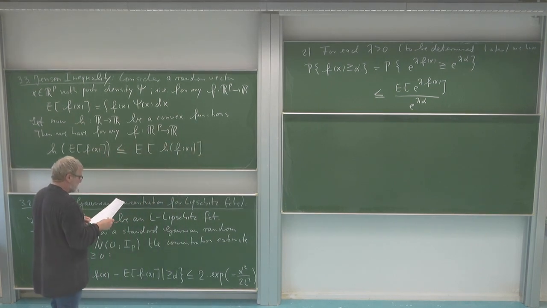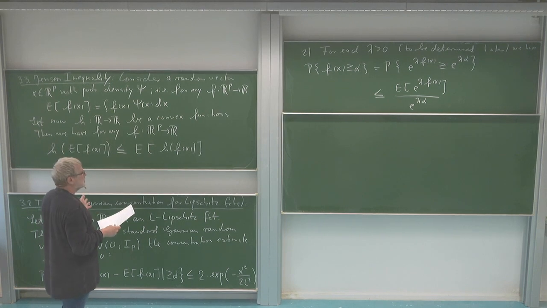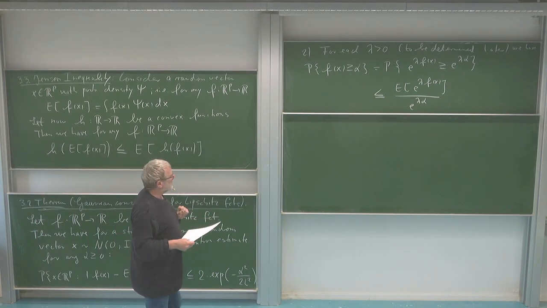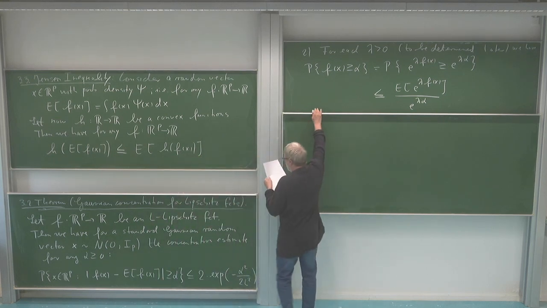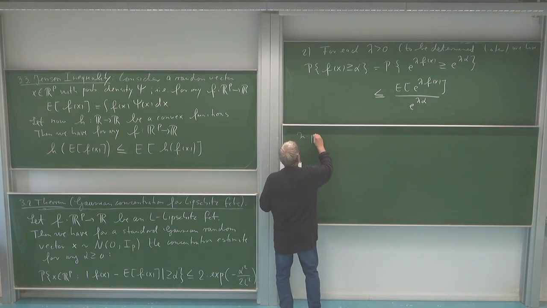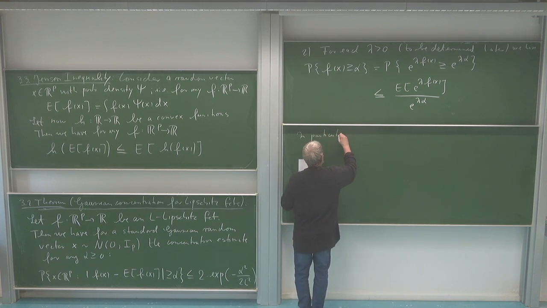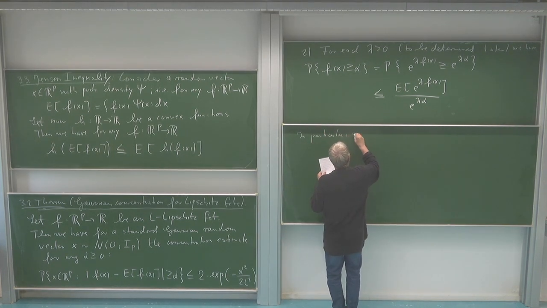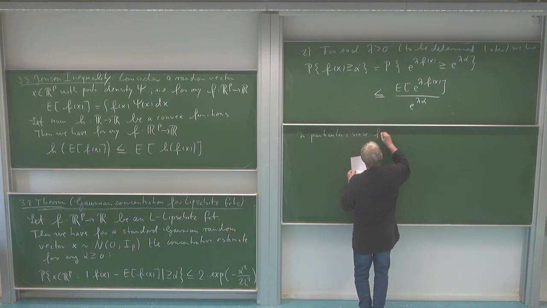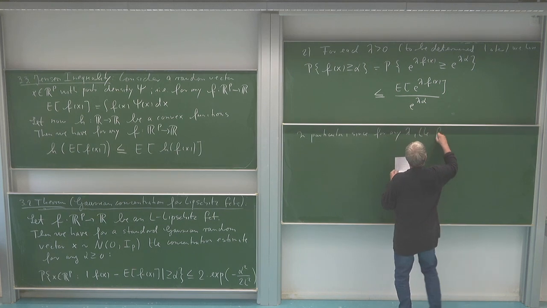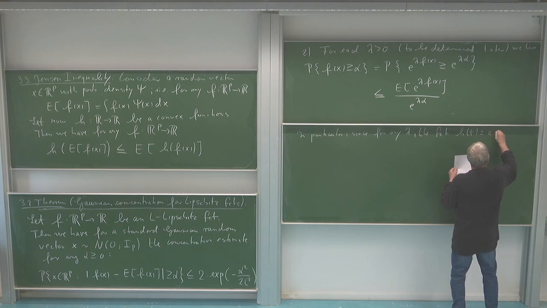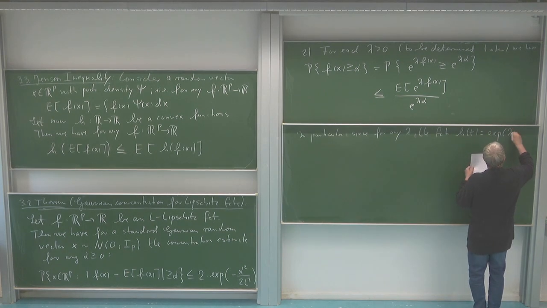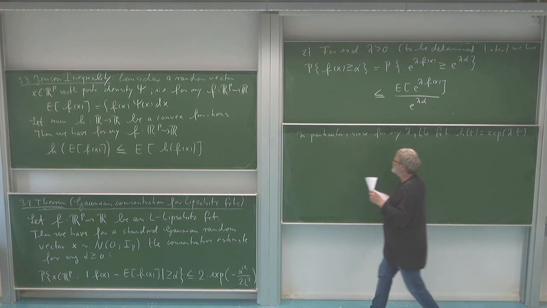Good, okay. And in particular, I can take for my convex function these exponential functions. So maybe let me also write it down here, because that's the situation where we are using it. So in particular, since for any lambda, the function h of t is exponential of lambda times t, this is convex.